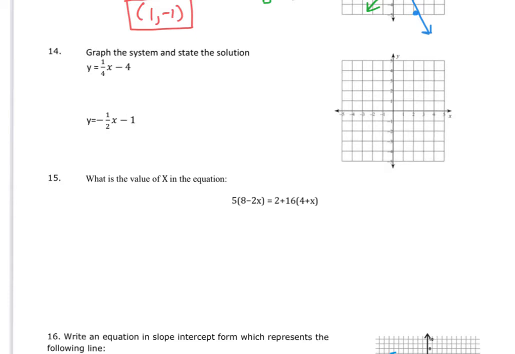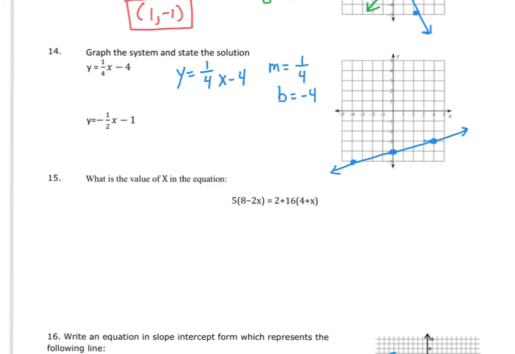Okay, same thing. We've got our first equation, y equals 1/4 x minus 4. Our slope is 1 over 4. Our y-intercept is negative 4. So I start down here, negative 4 is my y-intercept. Rise over run, so up 1 over 4. Right here. This line goes kind of like that.